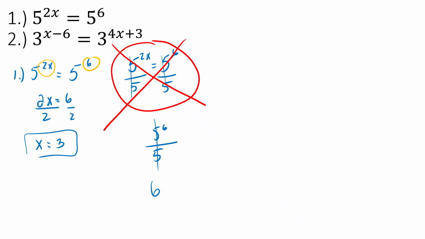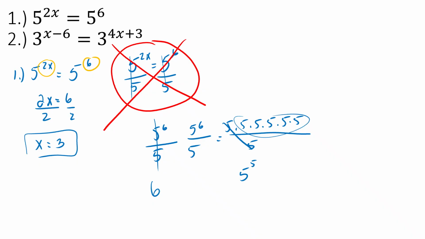5 to the 6th power divided by 5, that's 5 times 5 times 5 times 5 times 5. And you're dividing it by 5. There, you are left with 5 to the 5th power, which is most definitely not a 6.